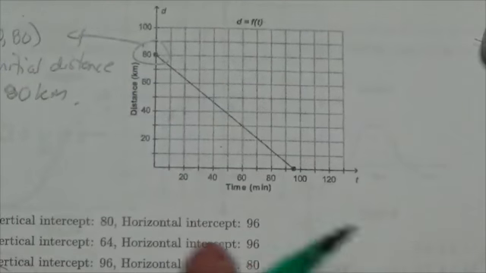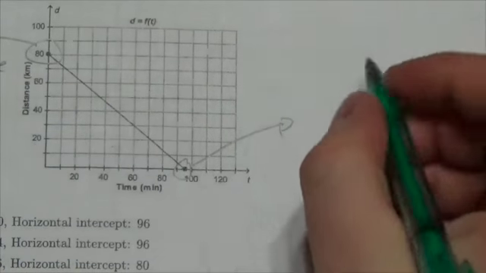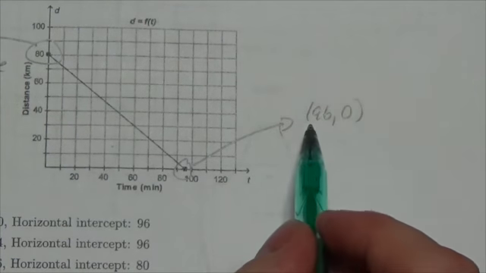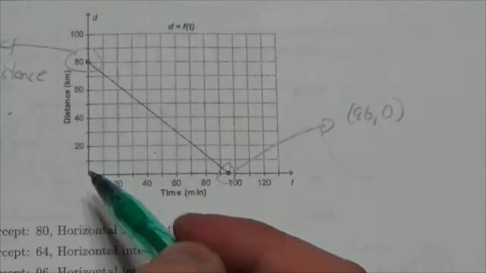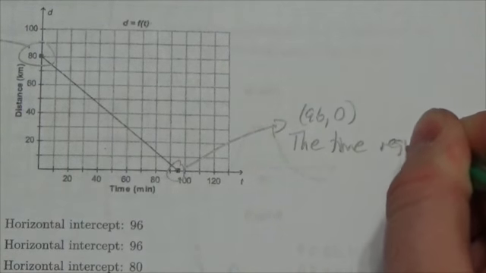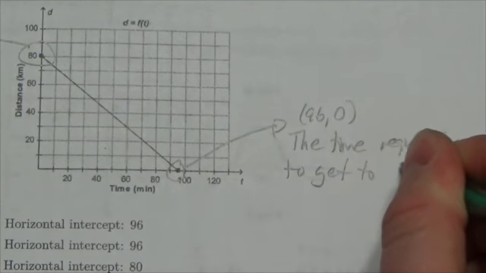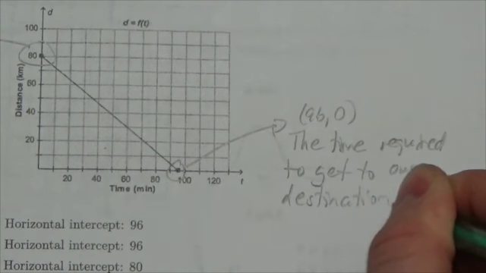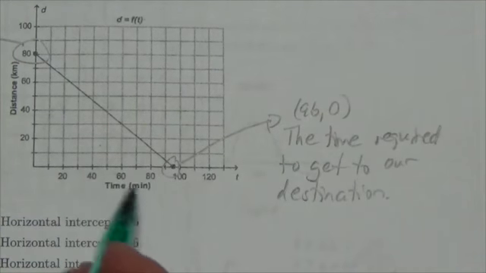Now the horizontal intercept. When we take a quick look at this point, we've just discovered that this is going to be 96 comma 0. Now 96 is time, 0 is the distance. So this is the time required to get to our destination, so that the distance from where we are at to our destination has gone to 0. That takes 96 minutes in this case.